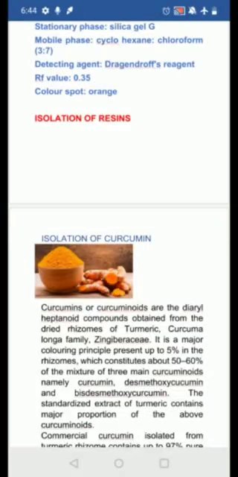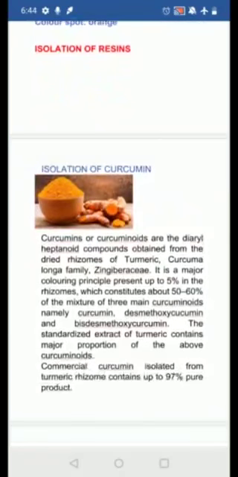So when coming to the properties of these resins, you already know they are going to melt once you heat them, and they produce a smoky flame. When coming to solubility, they are insoluble in water, but they are soluble in organic solvents. Coming to the isolation of curcumin, this curcumin is found in turmeric, that is the rhizome.